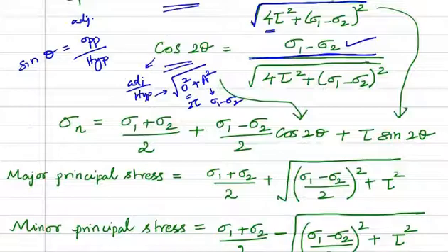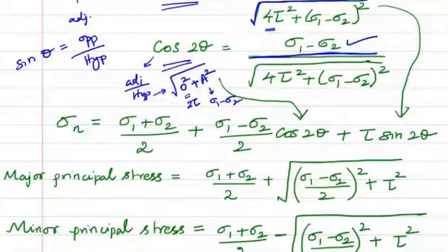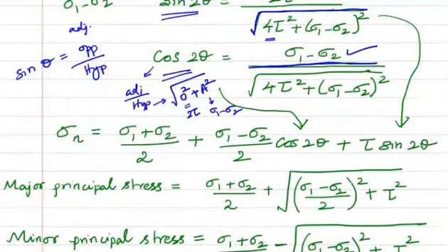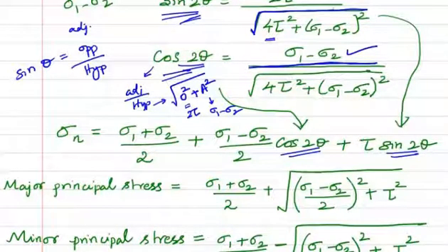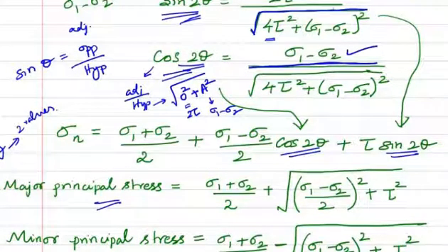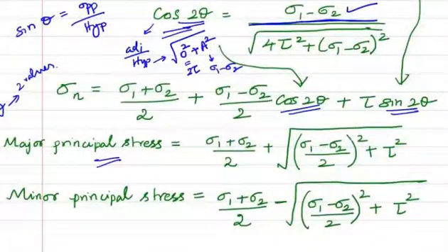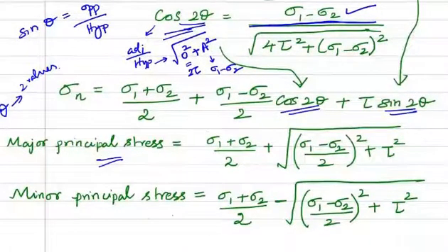So you have found the value of cos 2 theta and the value of sin 2 theta. If you substitute these values here, you will get the maximum and minor principal stress. So you will have two values for theta, not a single value. Two values will be there. If you substitute one value, you will get the maximum principal stress, and if you substitute the other value, you will get the minor principal stress.